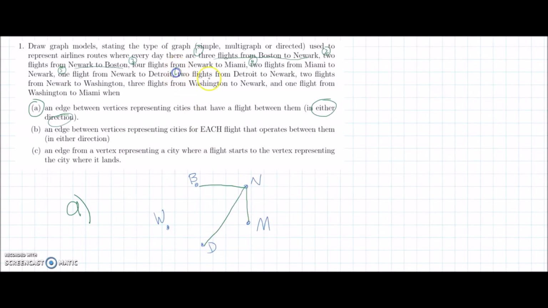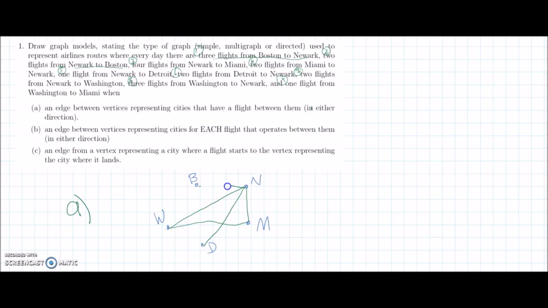There are 2 flights from Detroit to Newark. I already have an edge there. Seven, there are 2 flights from Newark to Washington, so I have an edge here. Eight, there are 3 flights from Washington to Newark, but I already have an edge connecting those 2 cities. And there is 1 flight from Washington to Miami, so I have an edge connecting those 2. So that's all I have to do. This is the solution for part A, because I just have edges representing cities that have a flight between them in either direction.